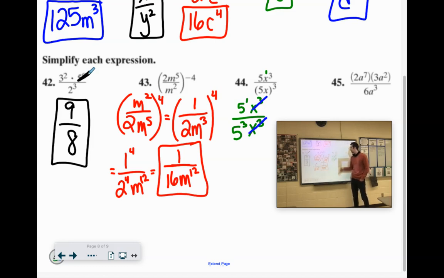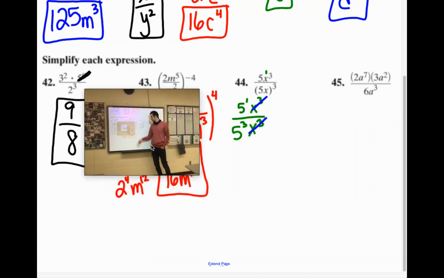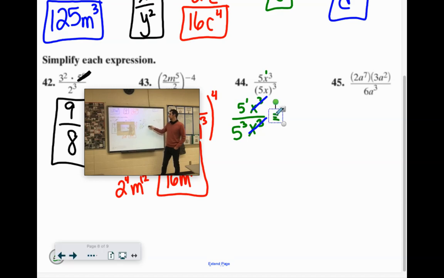So now we just have 5 to the first over 5 to the third. There's more 5's in the denominator. So if you subtract those, 3 minus 1 would give you 5 squared in the denominator. And then 5 times 5 would give you 25 in the denominator.